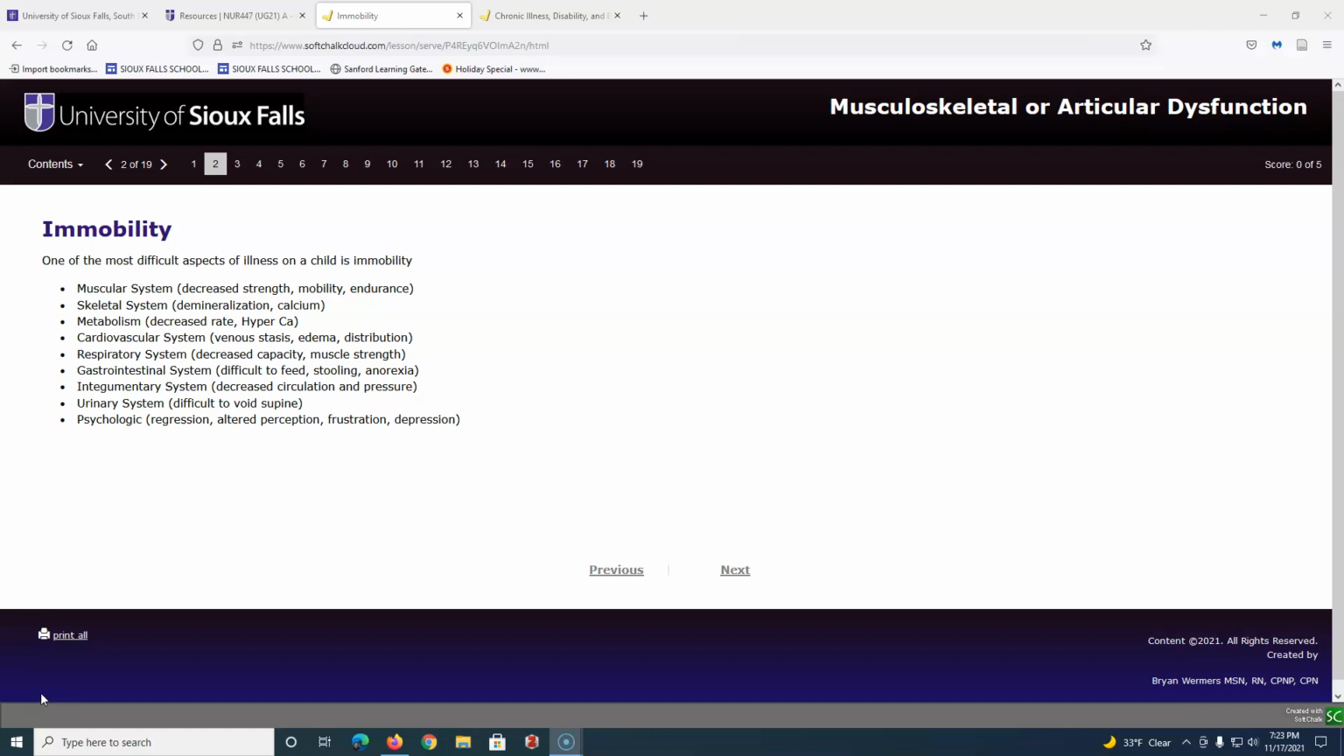And then some psychological things. They might regress a little bit. They have some altered perceptions. And often they get kind of frustrated in bed.